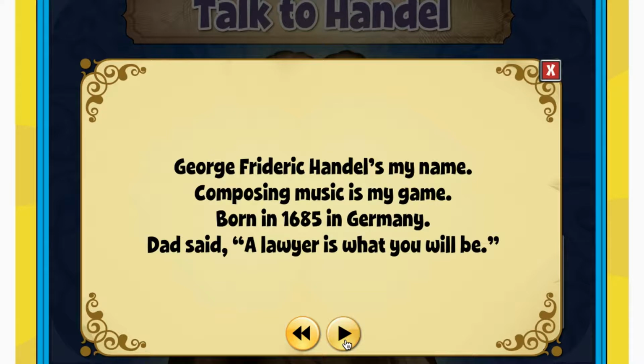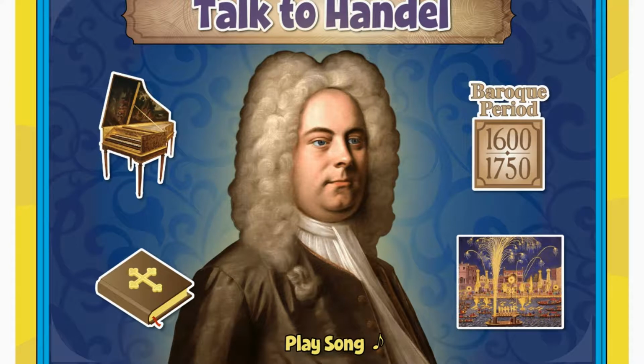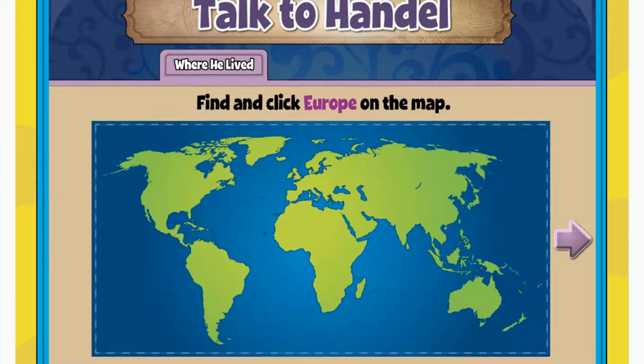What a wonderful song, nice and cheery. Let's learn a little bit about where Handel lived. Let's see, did he live up here in this northern area?